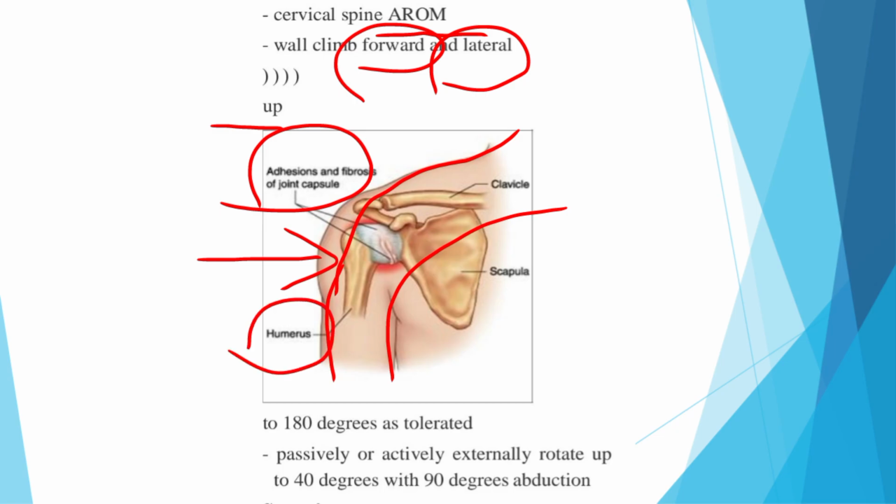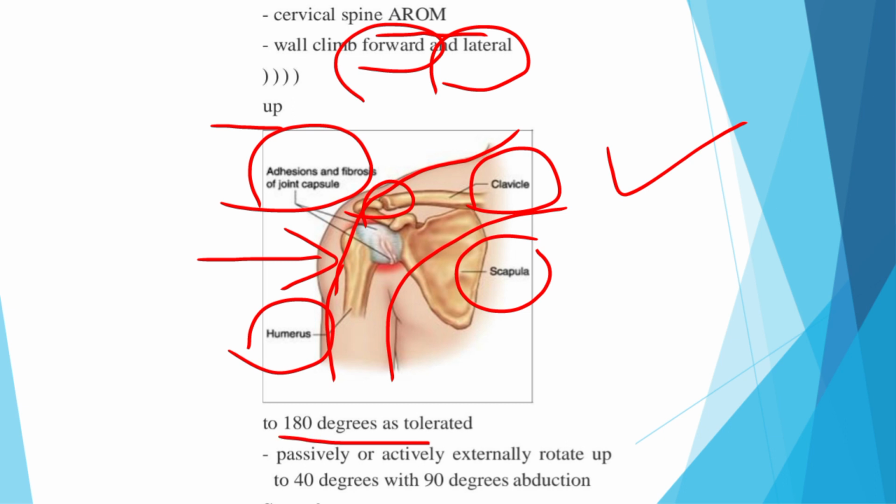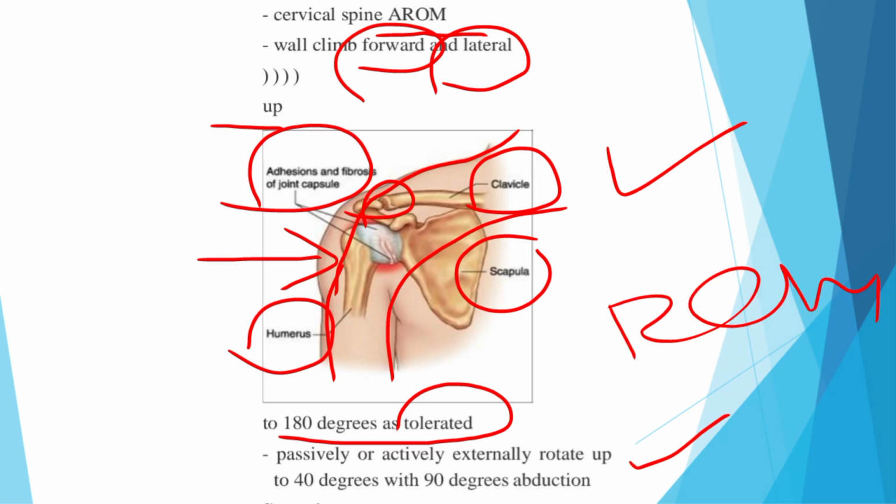This is the humerus bone. The glenohumeral joint means the glenoid cavity of the scapula and the head of the humerus. This is our clavicle bone that forms the acromioclavicular joint with the acromion. This is the scapula, and this picture shows you the adhesion and fibrosis of the joint capsule. Wall climb can be up to 180 degrees as tolerated by the patient. Passively or actively externally rotate up to 40 degrees with 90 degrees of abduction. Range of motion exercises are very important for treating frozen shoulder.